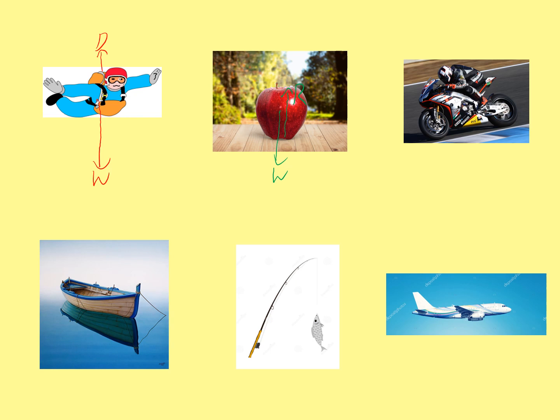Okay, let's do the next one. We're going to do the motorbike. Motorbike starts off with weight going from the center, directly downwards. We've got the contact reaction force on both wheels. Now he's driving along, so I'm not really sure.